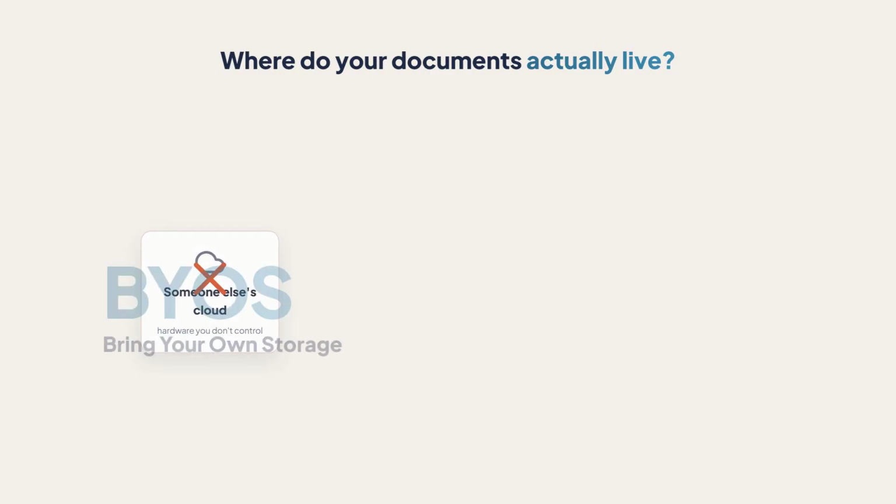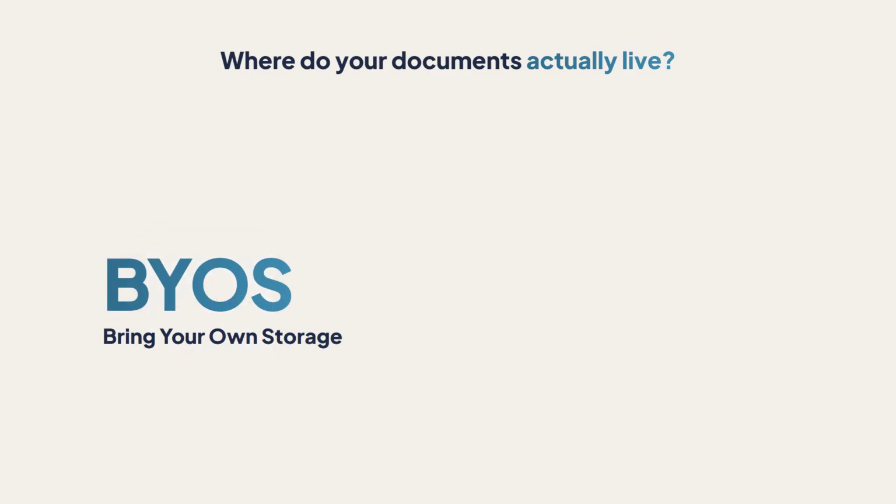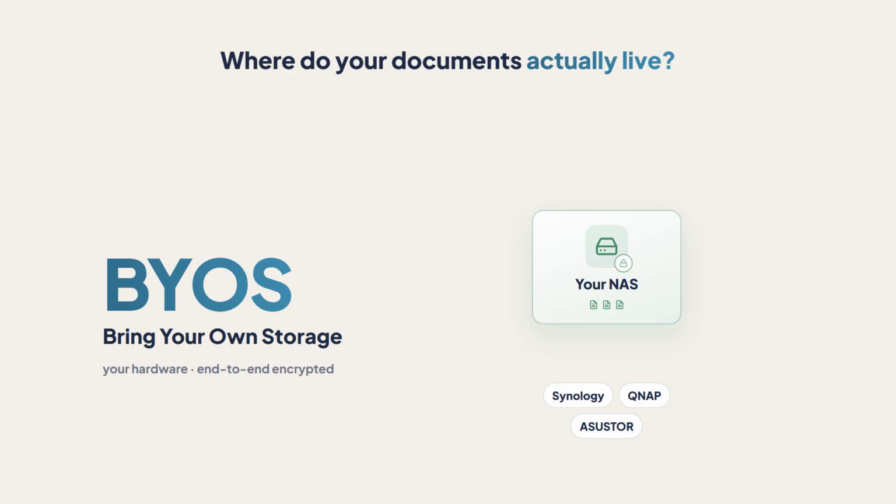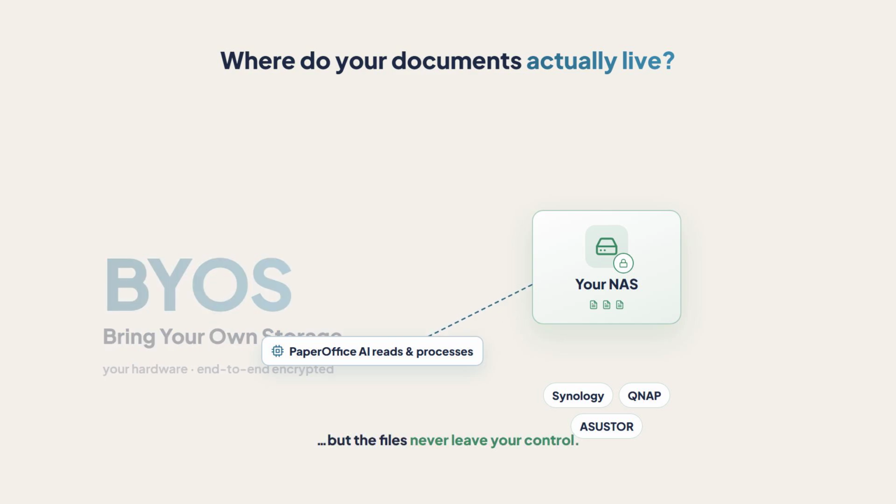Where do your documents actually live? With most tools, in someone else's cloud, on hardware you don't control. PaperOffice does it differently. It's called BYOS. Bring your own storage. Connect your own NAS, a Synology, a QNAP, an ASUSTOR, or any server, and your documents stay on your hardware, end-to-end encrypted. PaperOffice's AI still reads and processes them, but the files never leave your control.